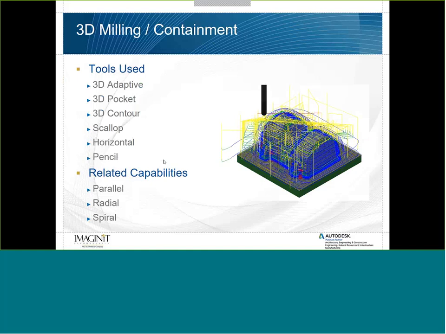3D pocket, contour, scallop, horizontal, pencil, all constraining to the geometry that we have. Some other related capabilities are really going to define how the tool is moving around over the part. So parallel, moving in parallel motion, depending on how you're moving over the grain of the material, or what the finish needs to look like.